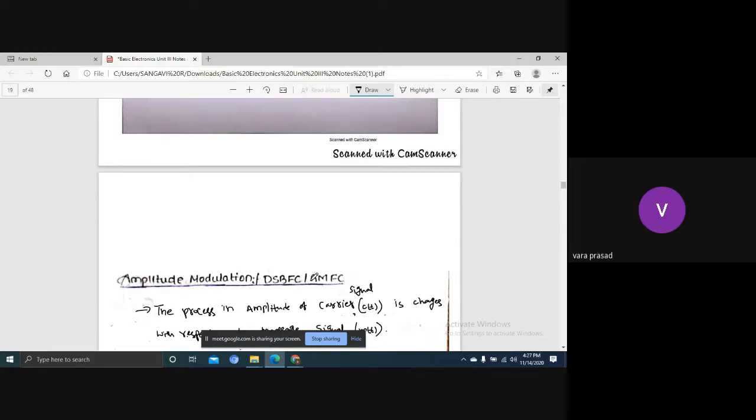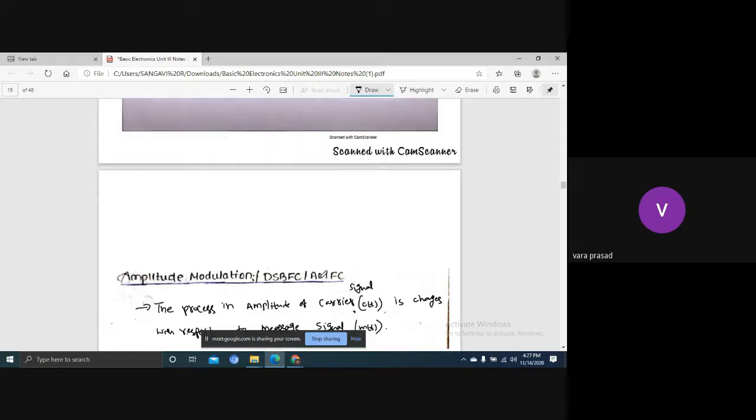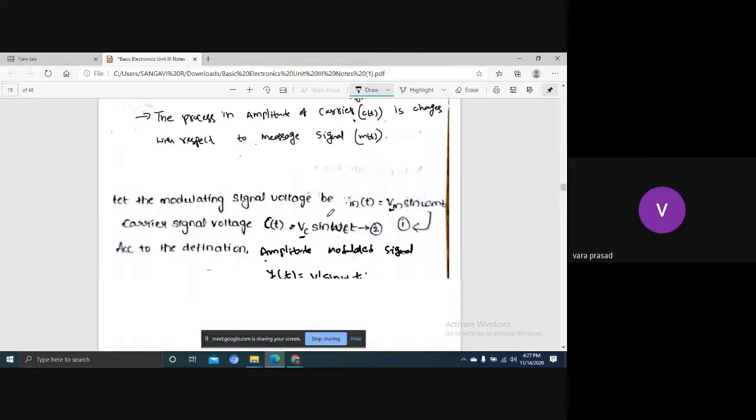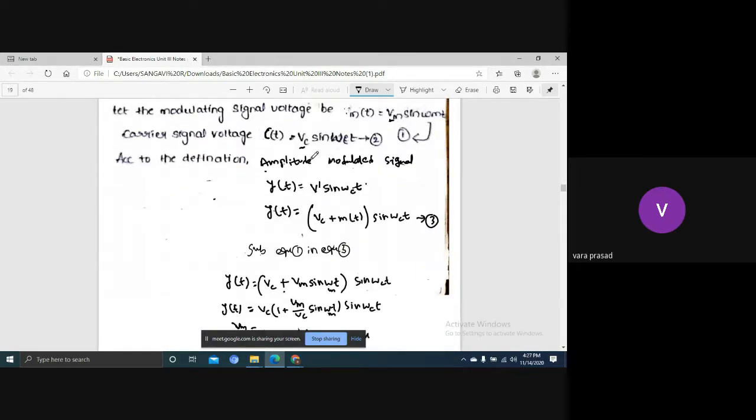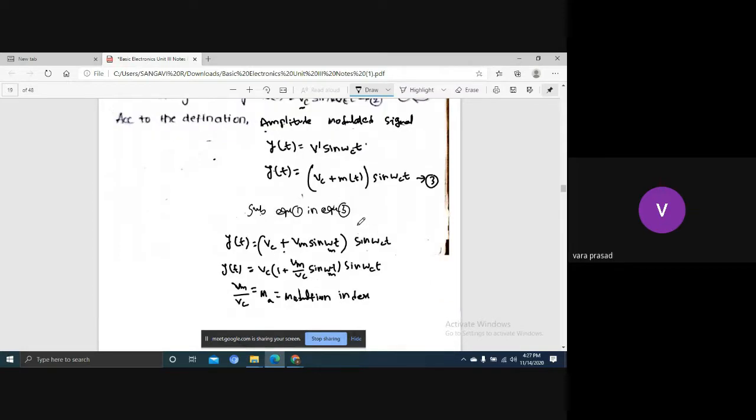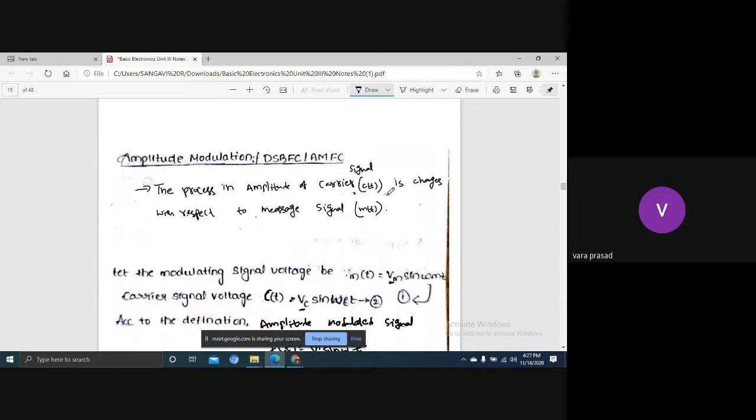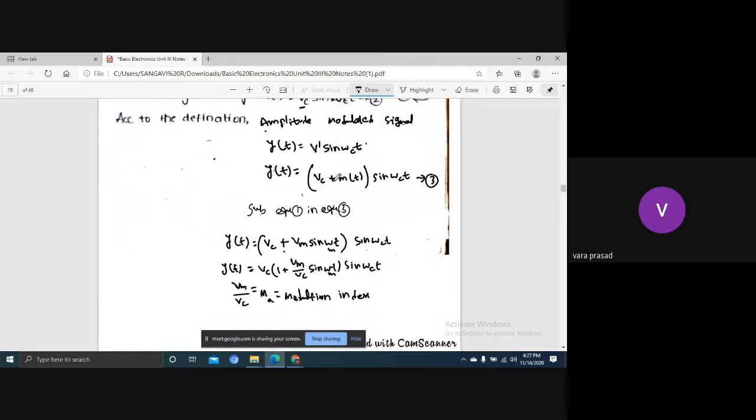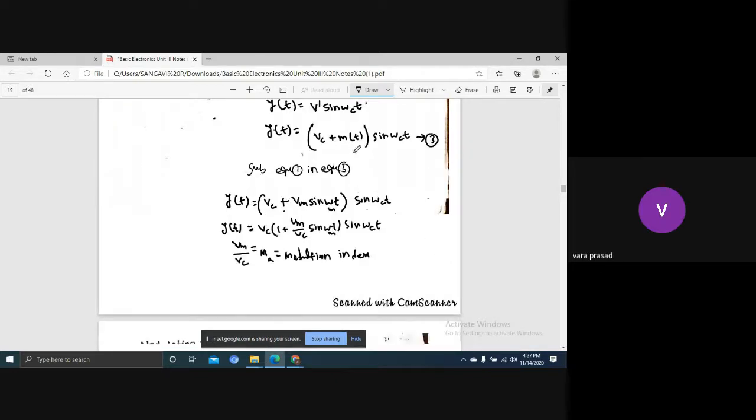I will repeat once again, as I am expecting this question. Amplitude modulation is the process in which the amplitude of the carrier signal changes with respect to the message signal. Here, y of t is equal to Vc plus m of t, because the carrier amplitude changes with respect to the message signal. So Vc plus m of t, where m of t is Vm sine omega mt.